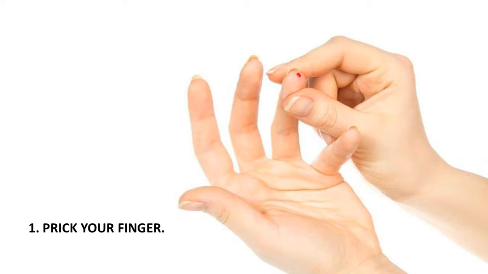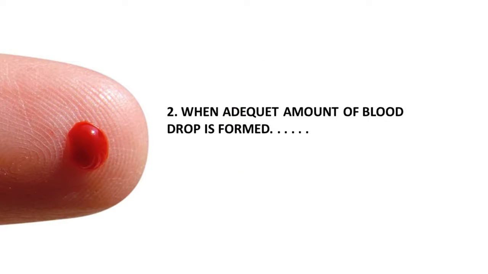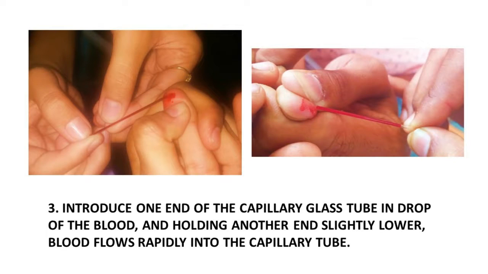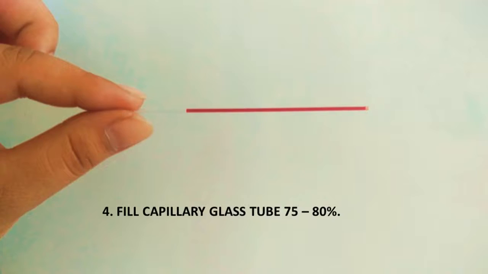With proper aseptic precautions, prick the distal part of your middle finger or ring finger. When an adequate amount of blood drop is formed, introduce one end of the capillary glass tube in the drop of blood and, holding the other end slightly lower, in such a way that blood flows rapidly into that capillary tube. Fill the capillary glass tube up to 70 to 80% of its length.